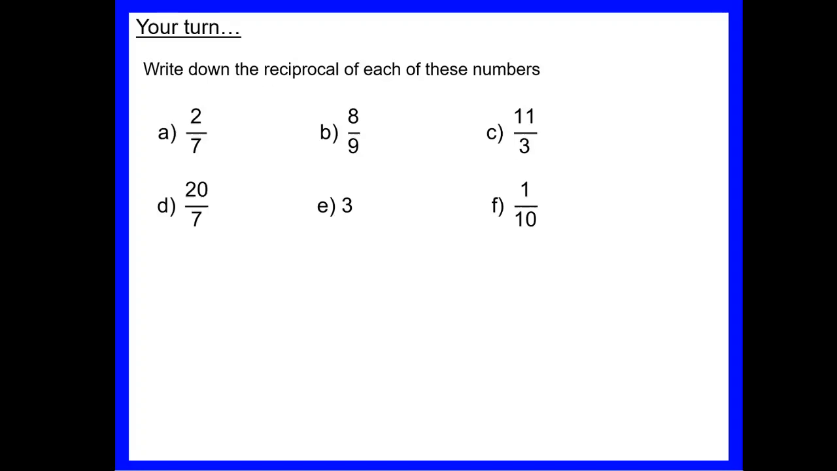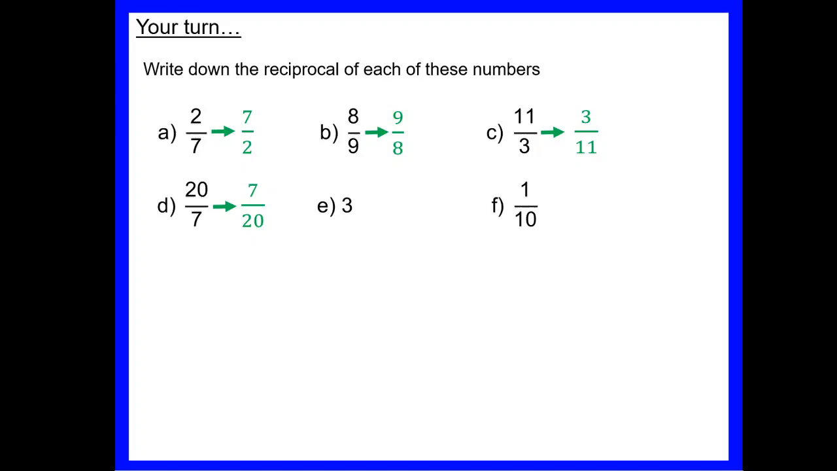Okay, so our first one then, 2 out of 7 becomes 7 out of 2. 8 out of 9 becomes 9 out of 8. 11 out of 3 becomes 3 out of 11. 20 out of 7 becomes 7 out of 20.